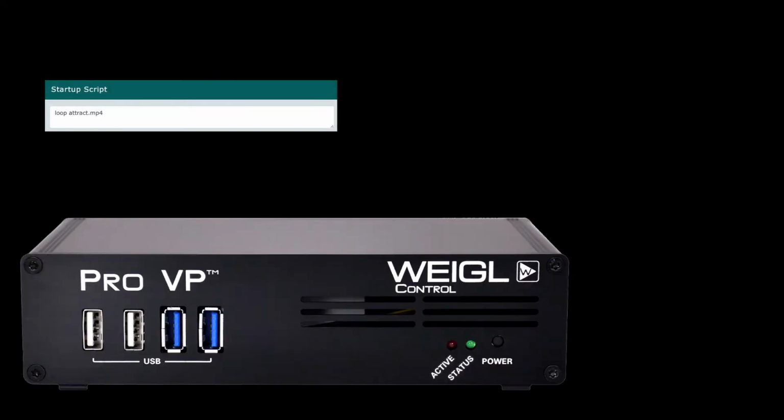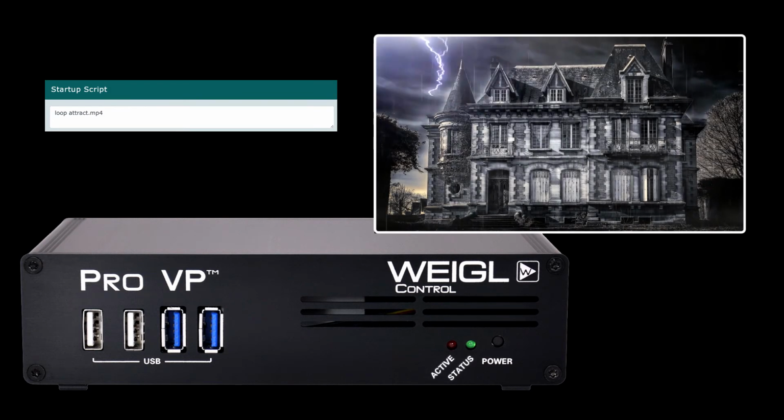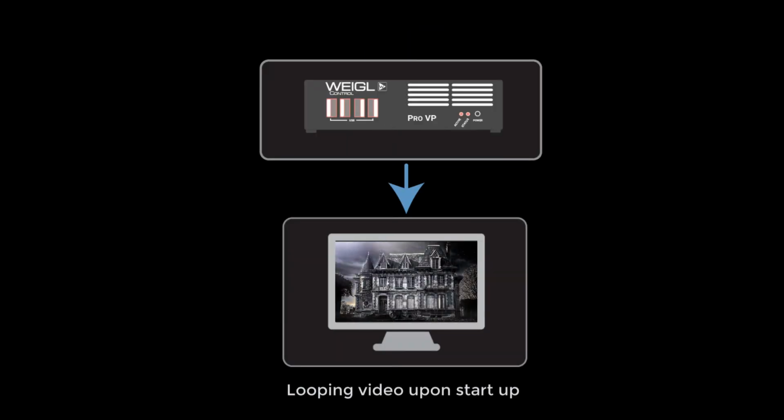Upon reboot, the ProVP will now seamlessly loop the attract video as scripted until we command the player to do otherwise, which is what we will cover next. However, if we were to stop at this point, this would be one of the most basic applications of the ProVP as a standalone device.